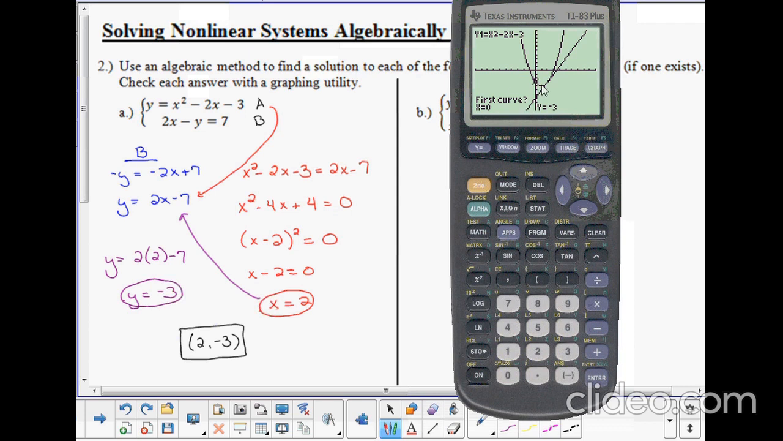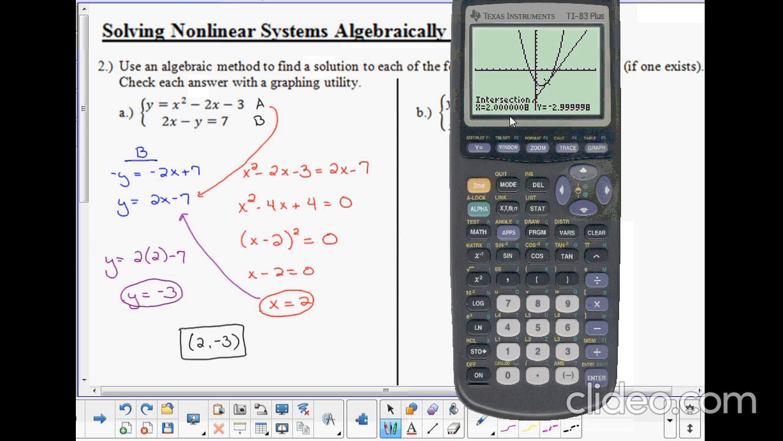It'll say first curve. I want to make sure I'm on one of my two equations here, the parabola. And then it'll say second, hit enter. It'll say second curve. I'm on the line now, which is good. I want to make sure I'm on the other. Hit enter. And I don't need to guess, just hit enter. And it's going to give me the point eventually.